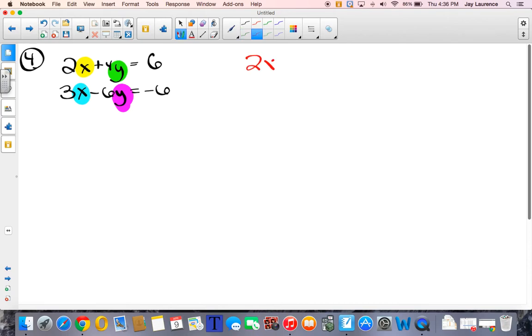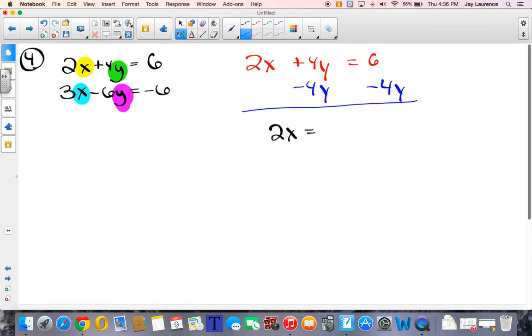And so I have 2x plus 4y equals 6. First step would be to subtract 4y from both sides. When I do that, I'm going to get 2x equals 6 minus 4y. They're not like terms, so I won't put them together. And then I divide by 2. Now remember, you have to divide by 2 in all 3 places. This should be familiar. Oops, that's a positive 2 there, sorry. And so I'm going to get x equal to 3 minus 2y.